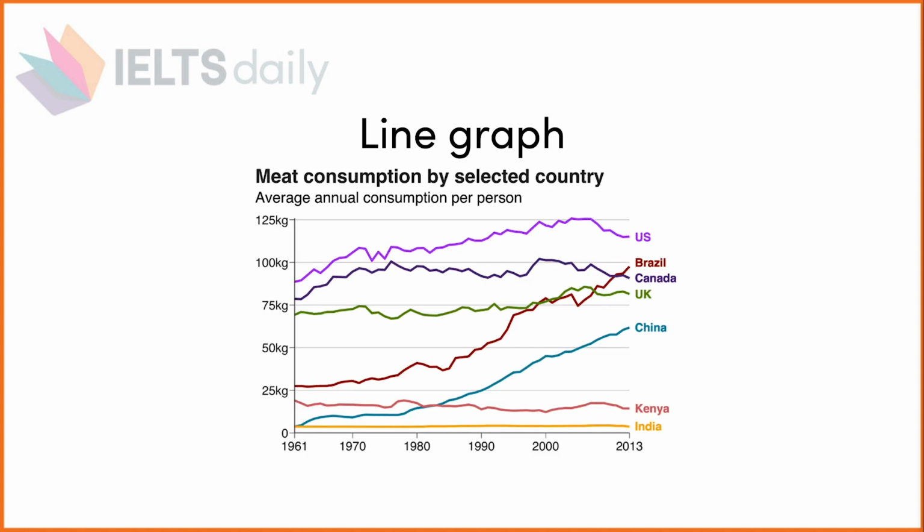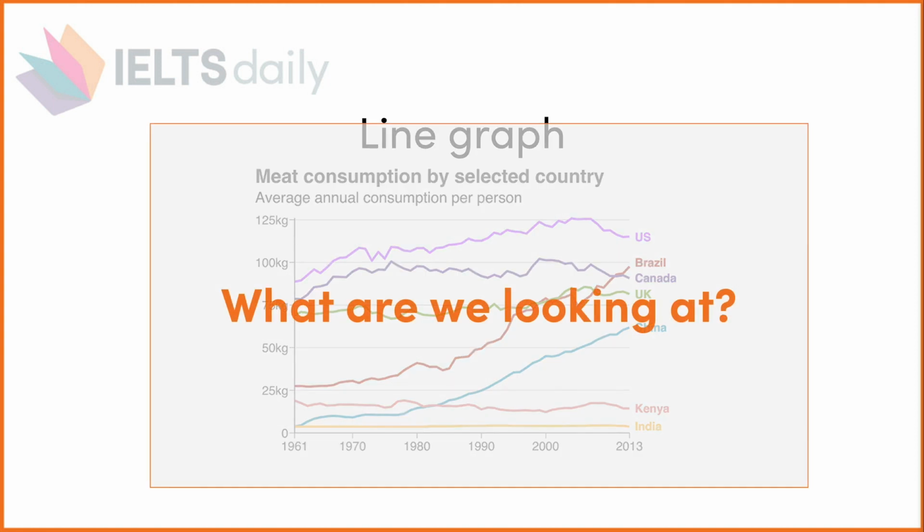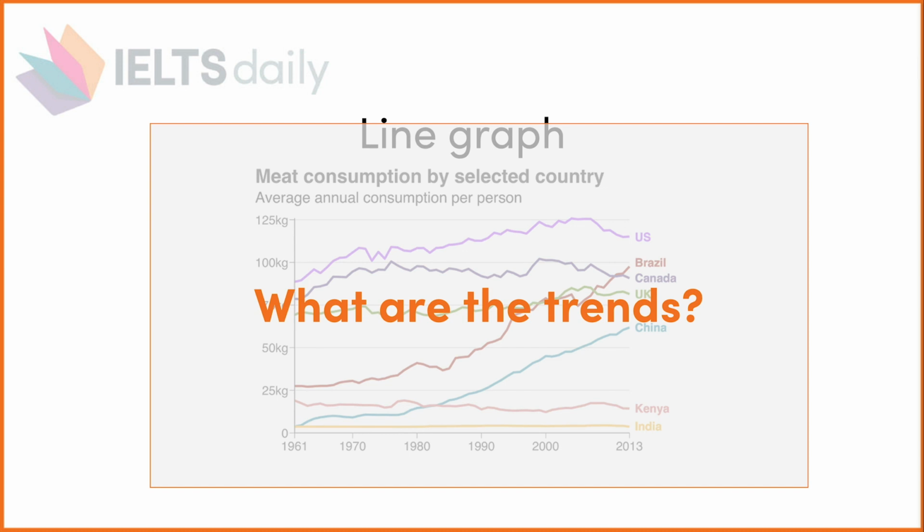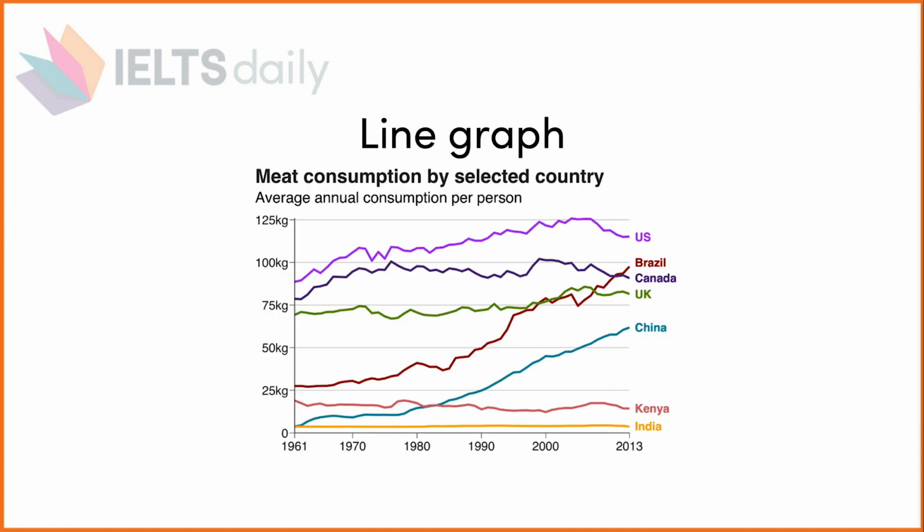We should always ask ourselves the following 2 questions. Number 1, what are we looking at? And number 2, what are the trends? What are the main differences? What are the stages? Now, it's no good just to say things like upward trend or decreasing trend. You have to put context into the writing. Here I can see 7 countries.